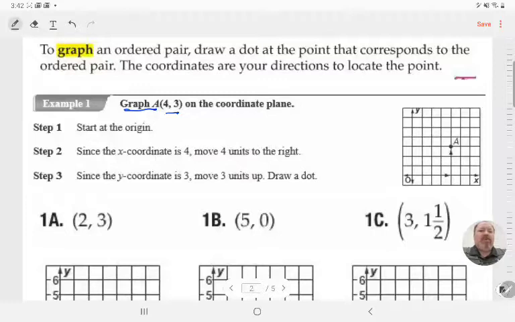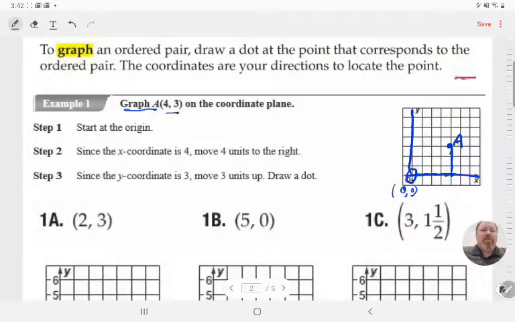So we always start at the origin. In this case, this is the y, this is the x, and we start on the coordinate plane at the origin, 0, 0. And then we start with the x-coordinate, and it's a positive 4. So we move to the right 4: 1, 2, 3, 4. Then the y-coordinate is positive 3, so we go up 3: 1, 2, 3. We put our point, and we label it A. Okay? Easy enough.